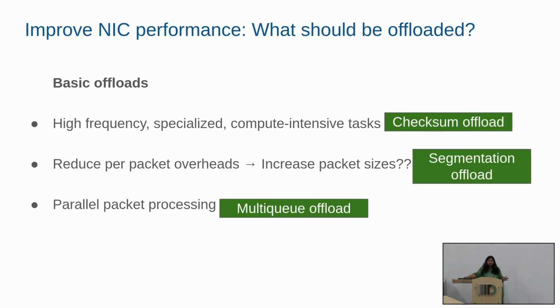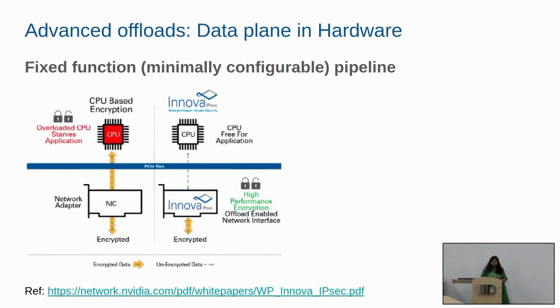So till now we talked about basic offloads, and mostly if you go for a medium-sized NIC, they will have all these offload functionalities. Now let's go to the advanced offload mechanism.